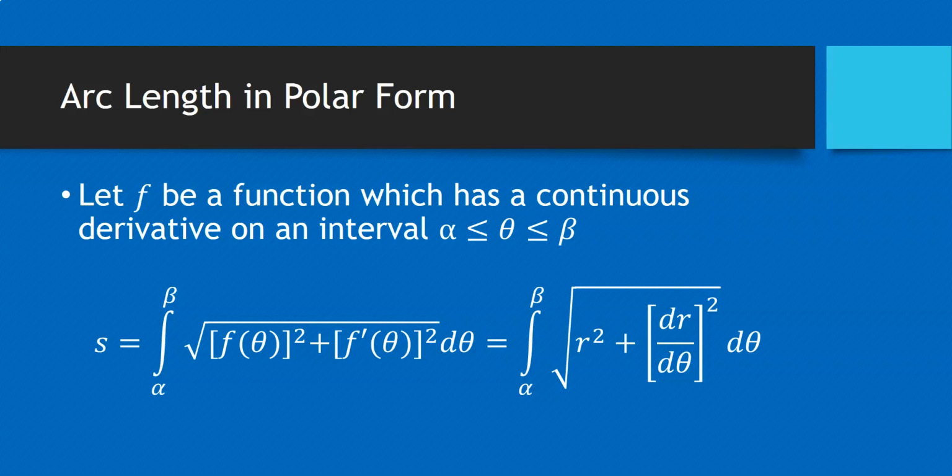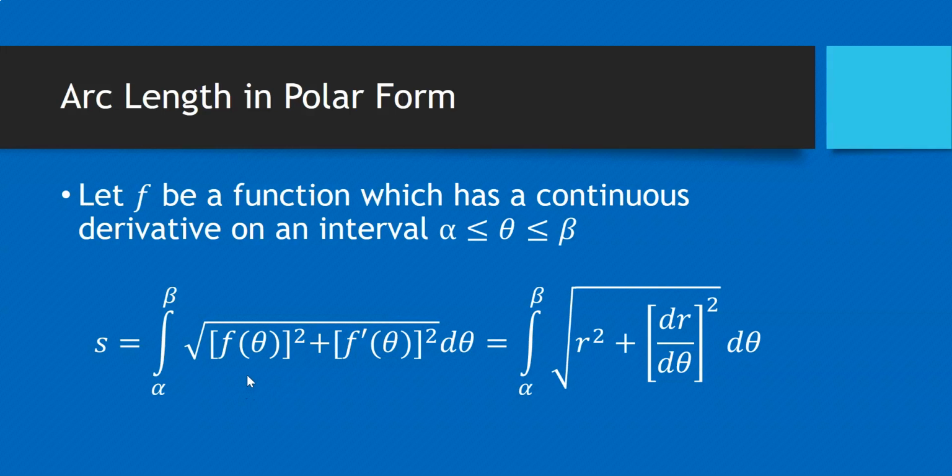and this function has a continuous derivative on some interval from alpha to beta, then the arc length can be calculated by integrating from alpha to beta the square root of the function itself squared plus the derivative of the function squared. Now, I shouldn't really have to explain this a whole lot.